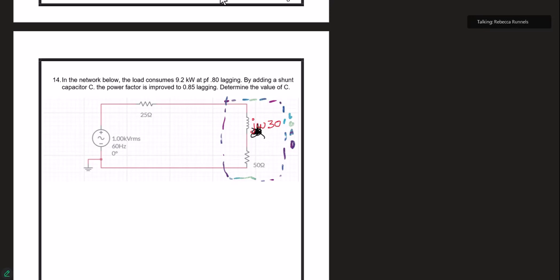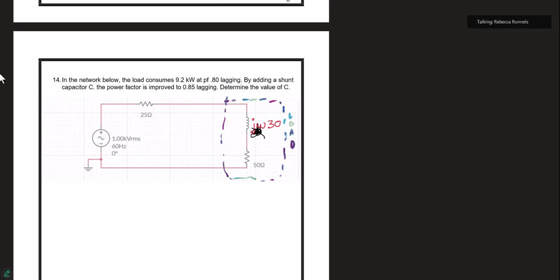All right. So in the network below, the load consumes 9.2 kilowatts at a power factor of 0.80 lagging. By adding a shunt capacitor C, the power factor is improved to 0.85 lagging. Determine the value of C. So this mess over here is just saying that my inductor has a value of j omega 30.